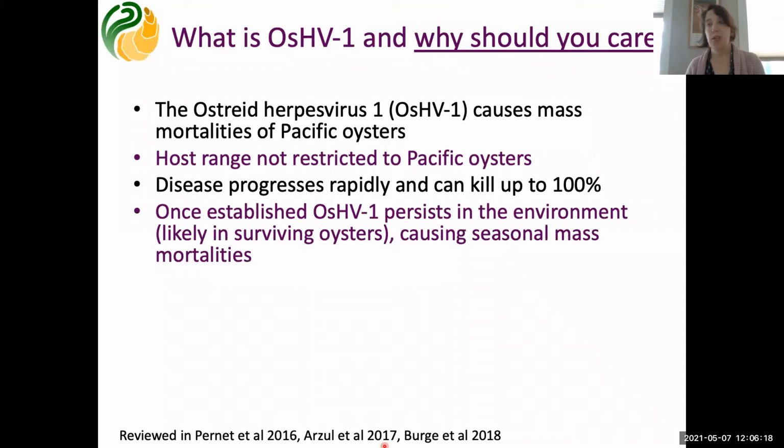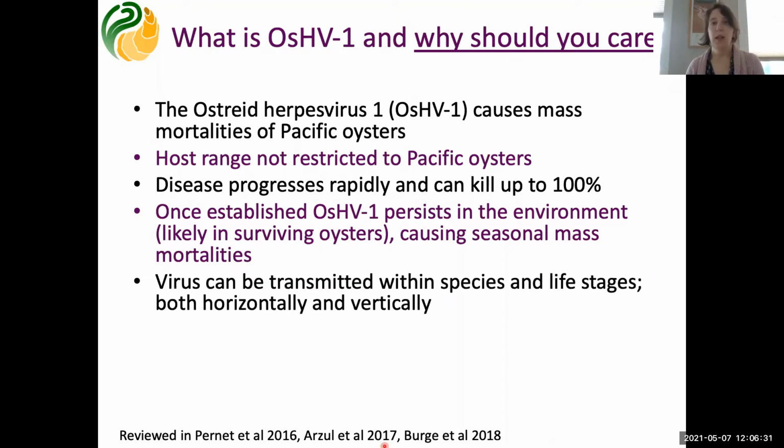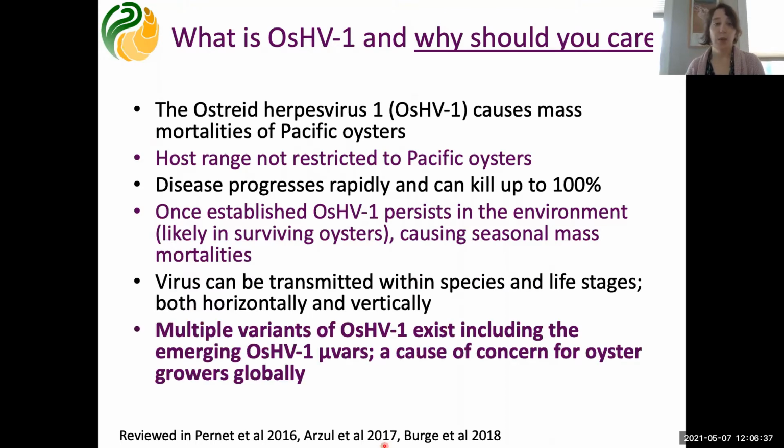Once established, OsHV-1 persists in the environment, causing seasonal mass mortality. So this is one of those cases where we see mass mortalities at the height of the summer months when temperatures are really warm, typically. The virus can be transmitted within species and life stages, both horizontally and vertically. And there are multiple variants of OsHV-1, including what are known as the OsHV-1 microvars, which are emerging globally.